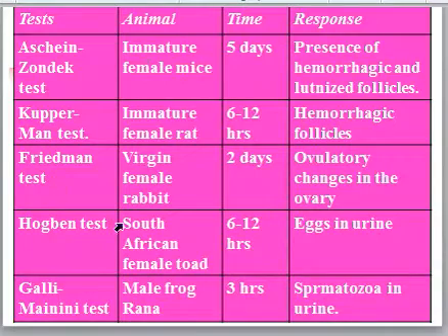These are the tests: the Aschheim-Zondek test, the Kupperman test, the Friedman test, the Hogben test, and the Galli Mainini test. The animals used are immature female mice, and mostly a rabbit, a toad, or a frog. These are helpful for performing these tests.